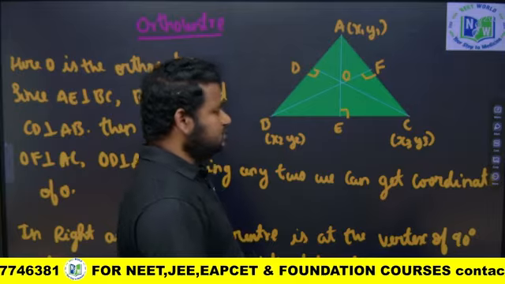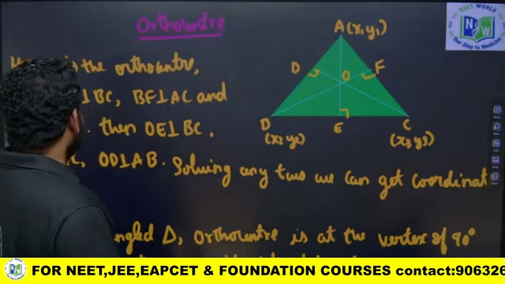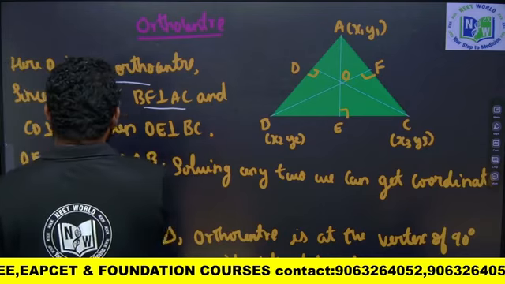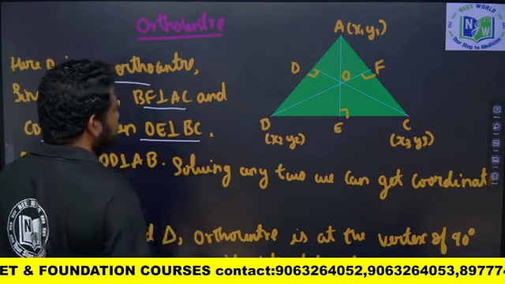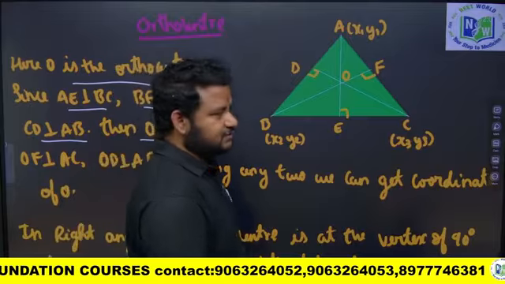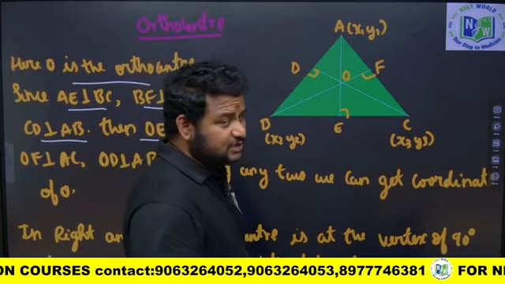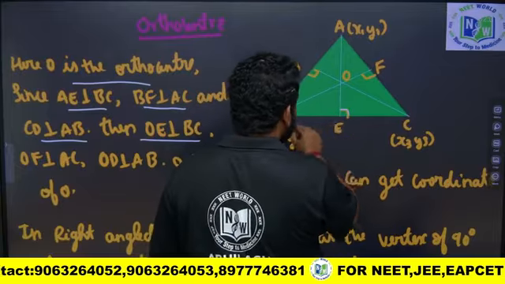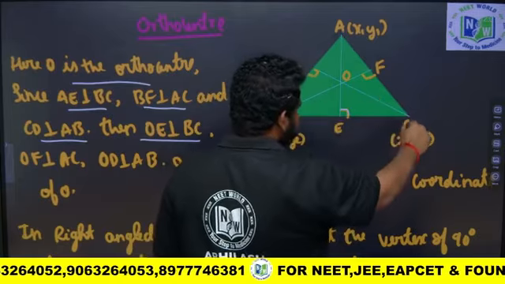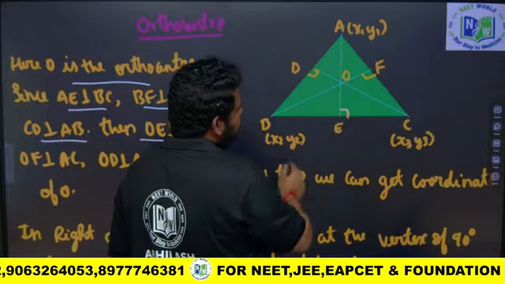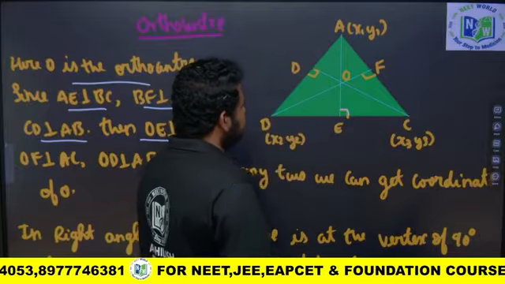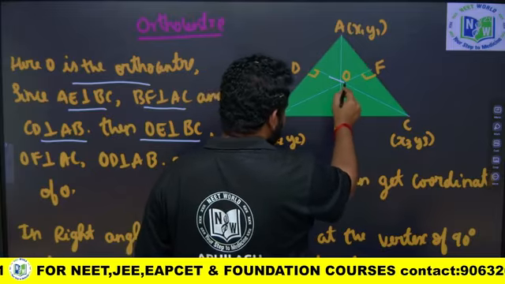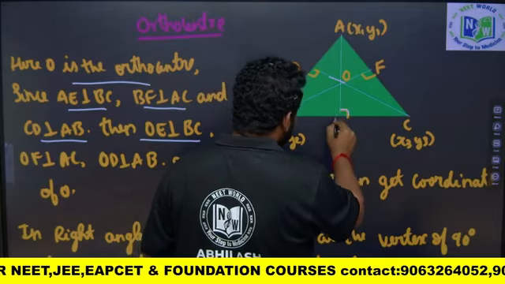You have to understand the approach, not just the answer. Next, orthocenter. Here O is the orthocenter. Whenever I say orthocenter, it is the point of intersection of altitudes. So AE is the altitude to BC, BF is the altitude to AC, and CD is the altitude to AB. Since these are perpendicular, it is obvious that OE is also perpendicular to BC.